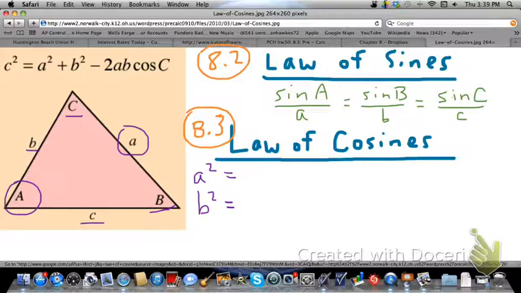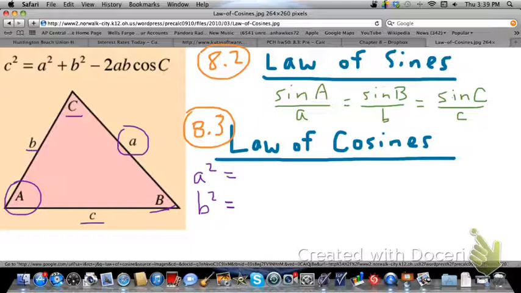The formulas at first may seem like they're impossible to remember, but they're actually pretty easy to remember if you see the patterns. I'm going to try to describe the patterns and then ask you to fill in the law of cosines down here for the a squared and the b squared. But before I do that, I want to point out that in 8.2 you learned the law of sines.